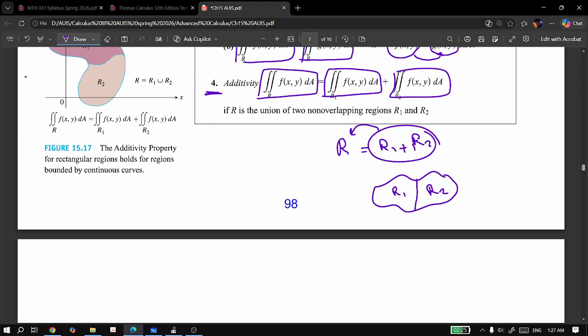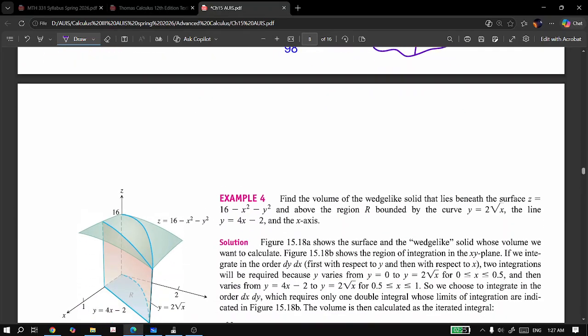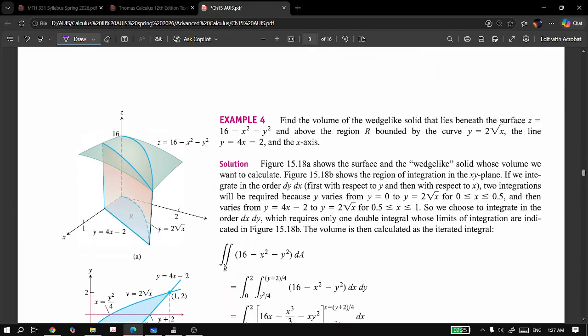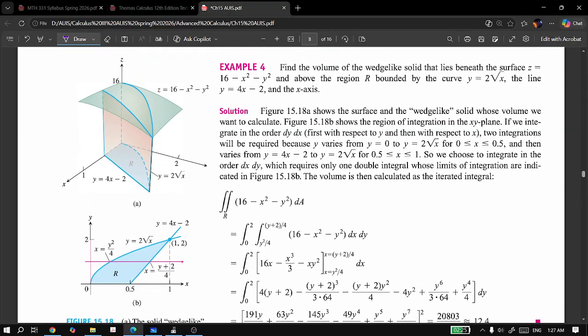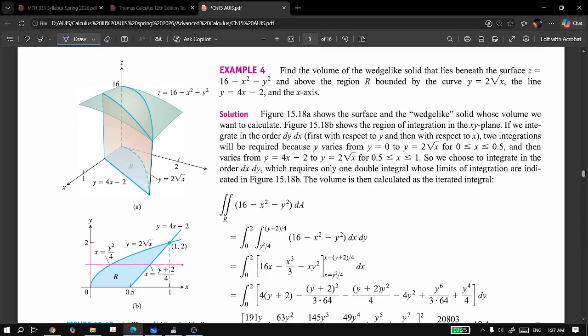This property depends on when we will need it and how we can use it throughout the examples that will be given to us. For example, in example 4, we have a case similar to additivity, but I will leave example 4 for another video.